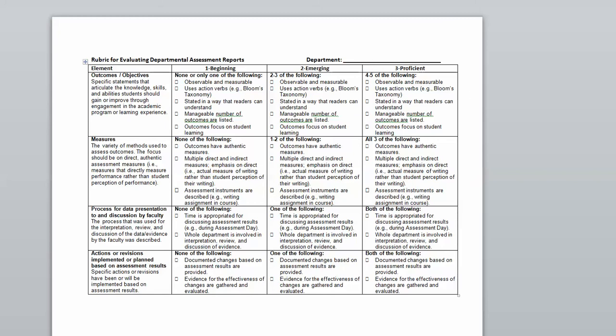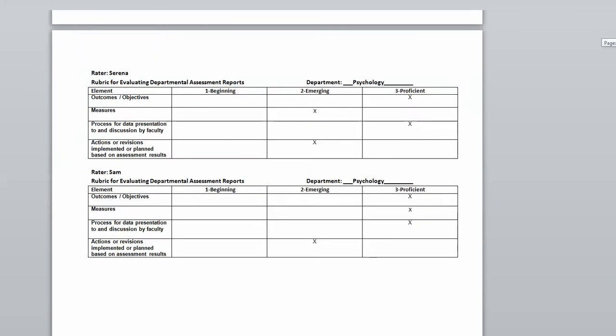And so if we were to have, let's say, two raters here, Serena and Sam, and they both rated the psychology department. You'll see here that for outcomes, Serena thought it was a 3, and only a 2 for measures, and a 3 for the process of data presentation, and then a 2 for the last category. Sam gave 3s for the first part, and then a 2 here. So you'll notice there's agreement on all of them except the measures. Serena thought it was a 2, Sam thought it was a 3.